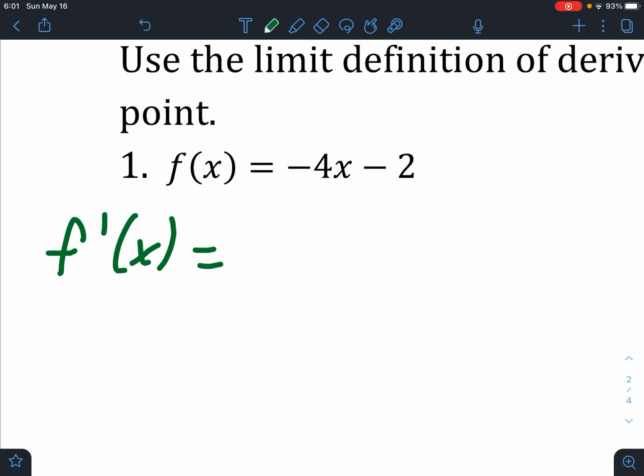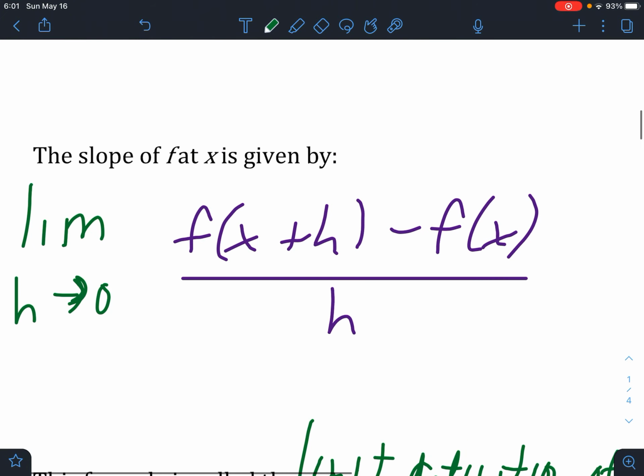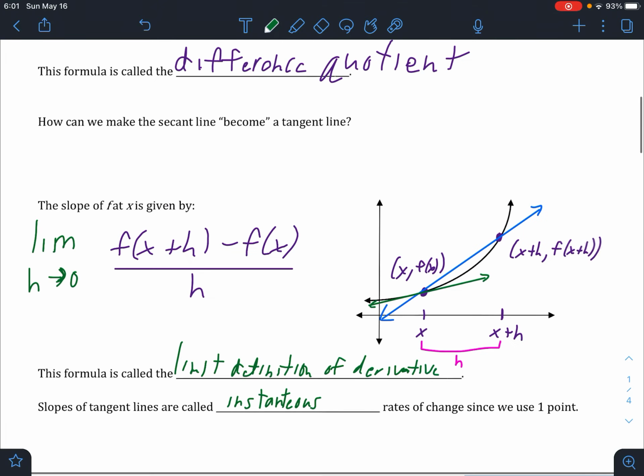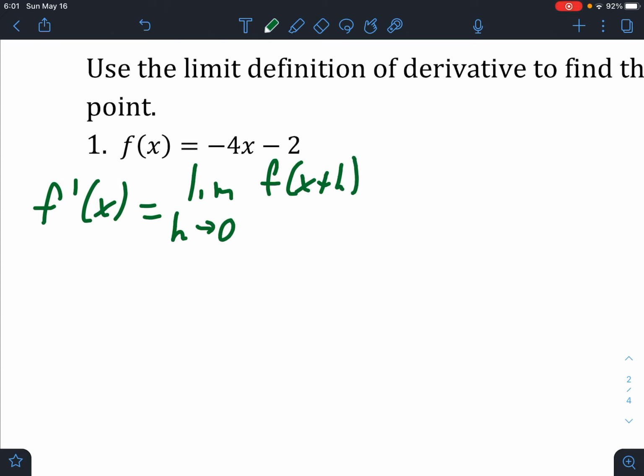All right, so then we have our limit definition of derivative. Okay, so it's limit as h approaches 0 of f of x plus h minus f of x over h. And your job is to get to a point where we can put 0 in for h and not have it divided by 0. If we put 0 in right now, we're going to have divided by 0, so that's not good.